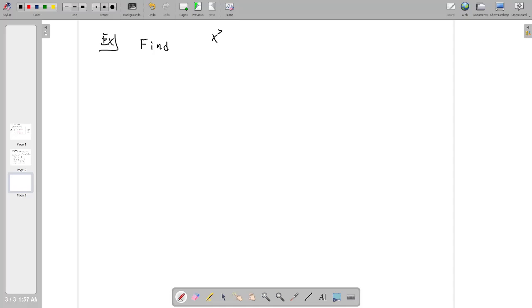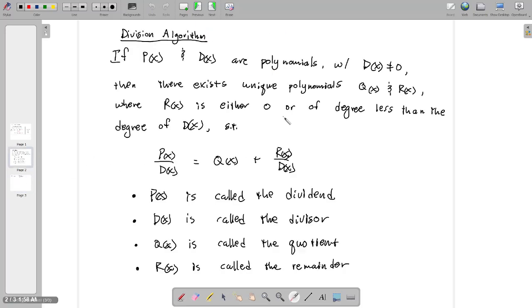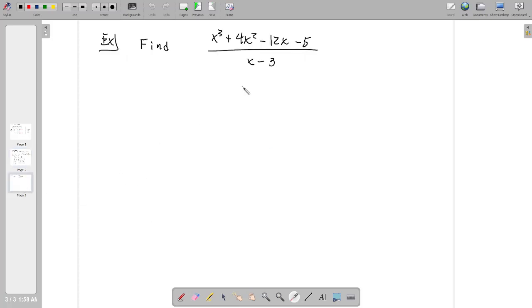Find x cubed plus 4x squared minus 12x minus 5 divided by x minus 3. So here we're looking for the quotient and remainder. And we have our dividend and our divisor. So in our division algorithm, we would have p of x divided by d of x. So this would be our p of x. This is our d of x. We're looking for q of x and r of x.